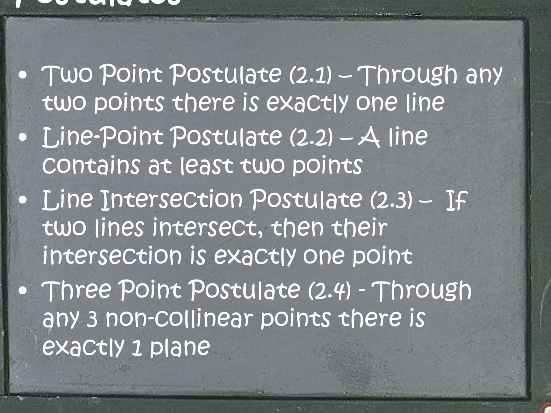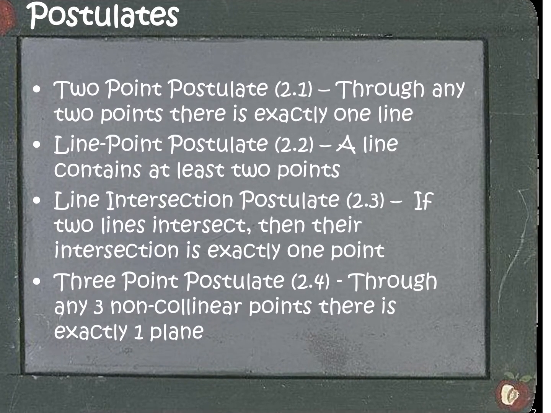Alright, the first postulate is the 2-point postulate. Through any 2 points, there is exactly 1 line. So what this means is, through any 2 points, so if they're giving us 2 points, here are my 2 points, there is going to be exactly 1 line. So again, here are my 2 points, and I'm going to have 1 line going through them. So this is my 2-point postulate. Again, starting with the 2 points, and then coming out to a line.